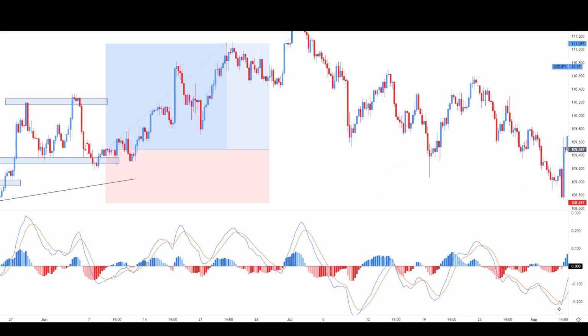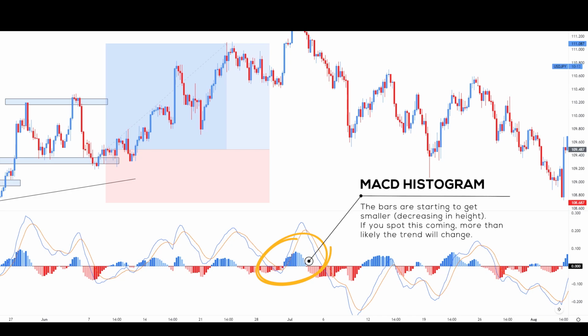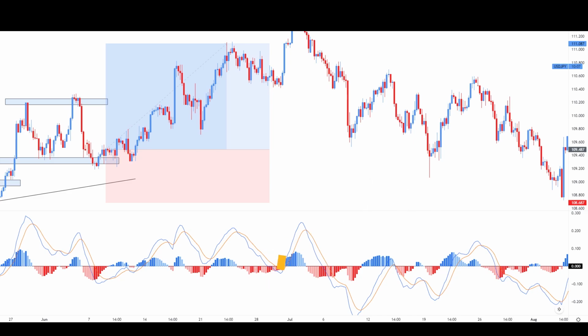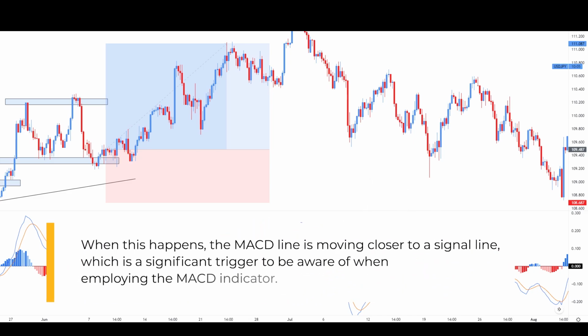You should also be aware of this situation, and I'm going to show you that once again, and I think that's the greatest way to identify an upcoming reversal and therefore how to handle your trade properly. So keep an eye now on the chart and the MACD histogram. When the MACD histogram's height decreases, there is a high probability of a change in direction or a slowdown in a price movement. When this happens, the MACD line is moving closer to the signal line, which is a significant trigger to be aware of when you're employing the MACD indicator in your trading routine.